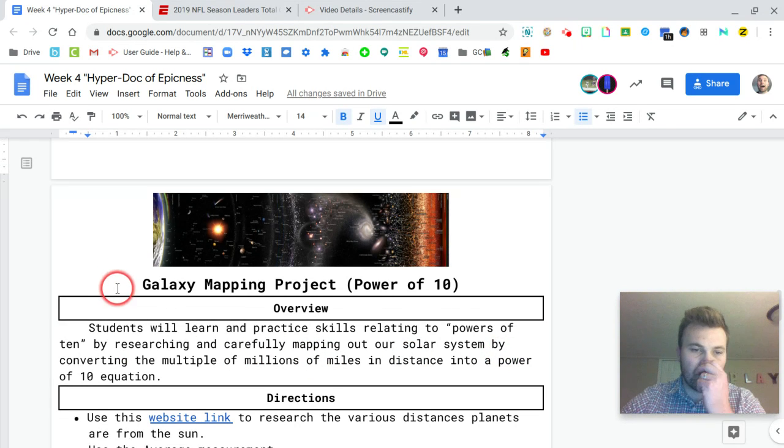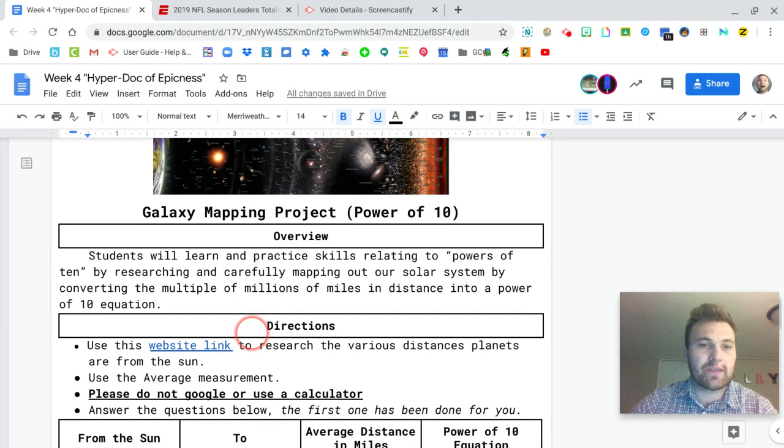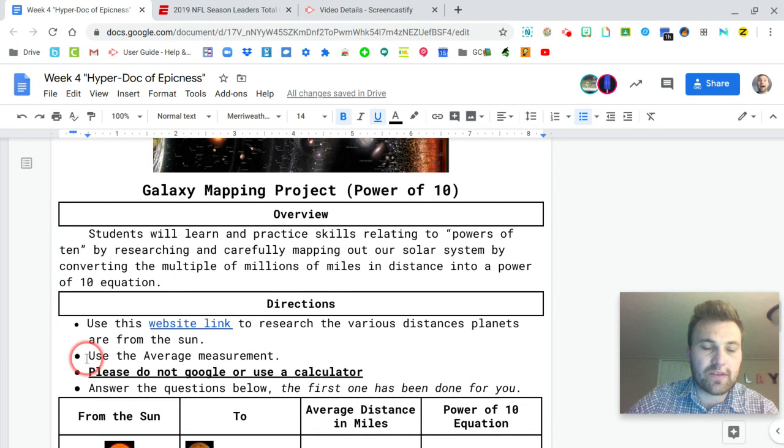All right, so directions. Use the website link to research the various distances planets are from the sun. So that's a link that shows you how far each planet in our solar system is from the sun. There's a couple of measurements because of the difference in planets' rotation around the sun. Use the average measurement. All right. Please do not Google or use a calculator. That would again defeat the purpose. All right. Answer the questions below. The first one has been done for you. So I've given you an example.